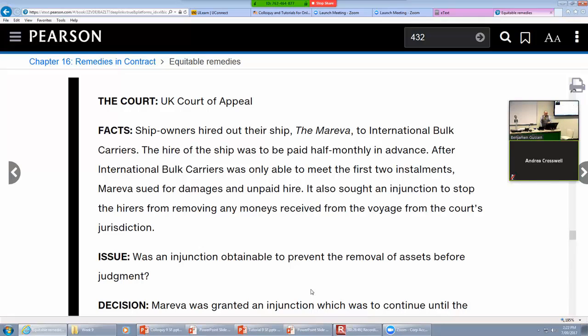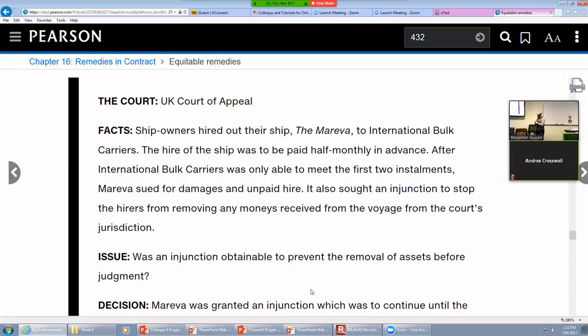It also sought an injunction to stop the hirers from removing any monies received from the voyage from the court's jurisdiction. So, there's a contract. You are supposed to pay me under this contract. You failed to continue doing so. So I'm going to take you to court asking for damages because of breach of contract. So where's the issue? Where's the problem? In that case, there was a new innovation. They said, I'm not just going to ask for damages, but I'm also going to ask the court to make an order to stop the carrier from removing the profit, at least the revenue, that they have received from the cruise.